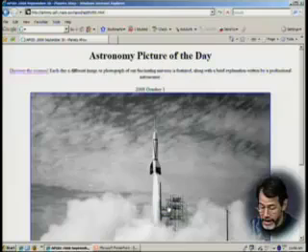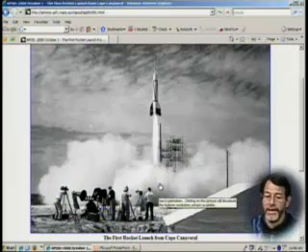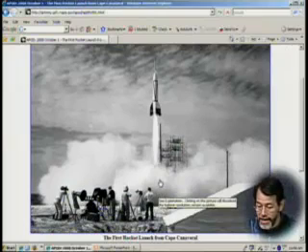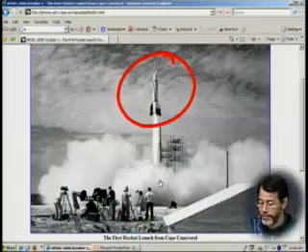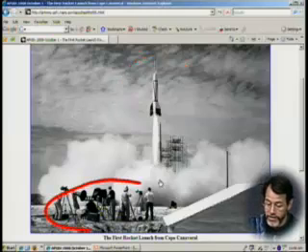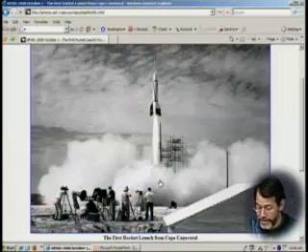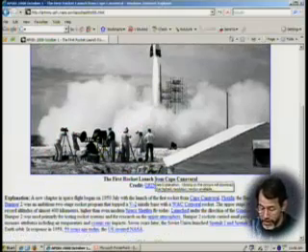Which leads us up to today. So today is the 50th anniversary of the opening of NASA. And here you see a Bumper rocket being launched from Cape Canaveral. It's the first launch from Cape Canaveral. You can see people taking images of that. It was an exciting launch.